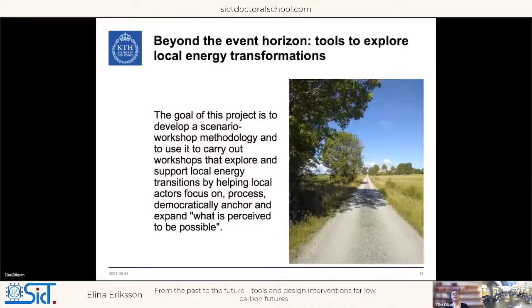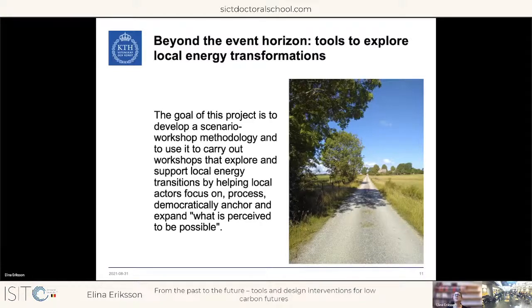And, however weird this sounds, we actually got a project funded with this as the core focus. The project is called Beyond the Event Horizon, Tools to Explore Local Energy Transformation. It's in collaboration with the Swedish Transition Network. The goal of this project is to develop a scenario workshop methodology and to use it to carry out workshops that explore and support local energy transitions by helping local actors focus on, process, democratically anchor and expand what is perceived to be possible. It's funded by the Swedish Energy Agency.